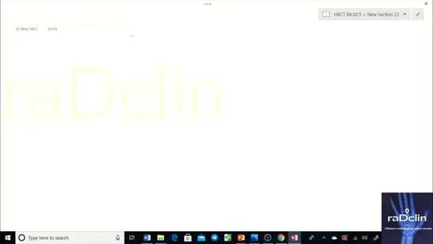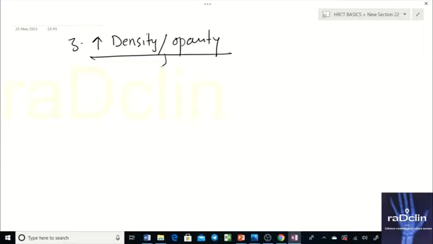So the third important section is about increased density of the lung. Density, or you might use the word opacity. That is the third important section. And in this section there are two things. One is your consolidation, definitely, and the second important thing is your GGO.